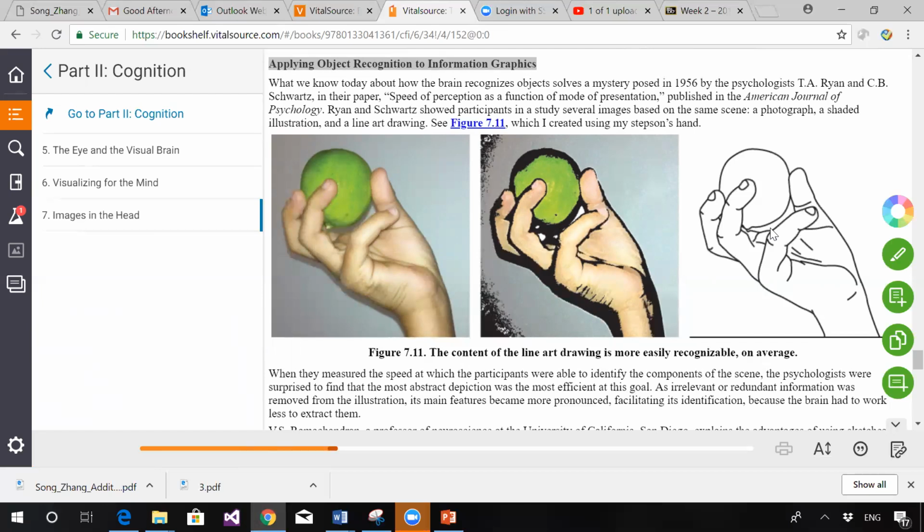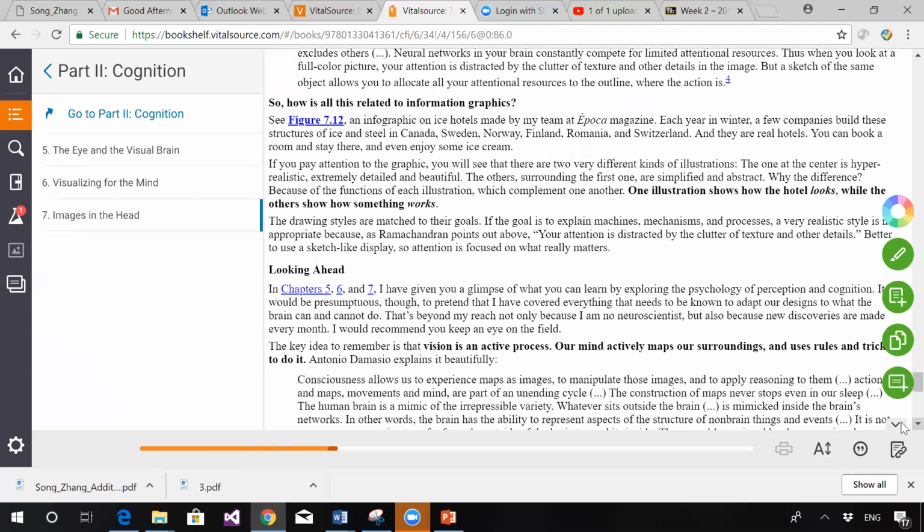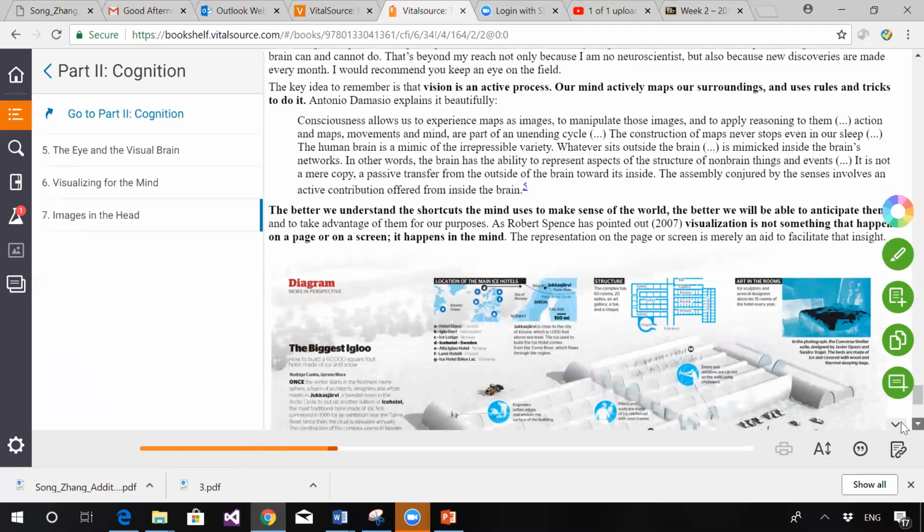Then showing this idea, a person's hand holding an orange, what might be the easiest and best illustration? Well, we consider this one, because it is direct and easy for us to recognize. At the same time, there are fewer other things to draw our attention. Basically, we can apply what we have learned.